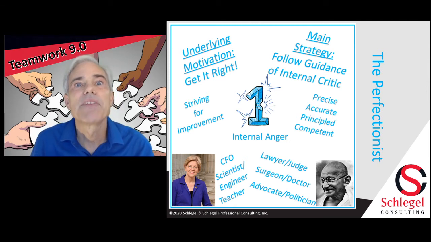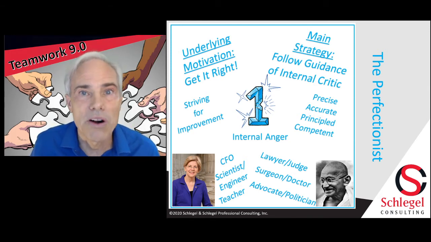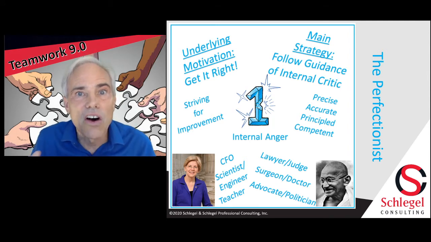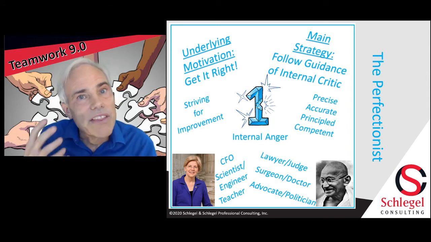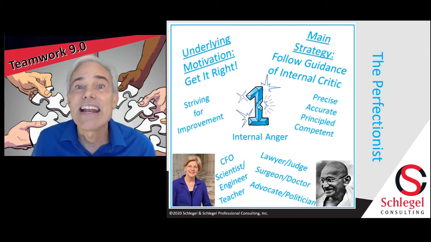So that little voice in their head is compelling the type 1 to get it right. And that's why the type 1 is often called the perfectionist. Sometimes they're called the reformer or the improver. But it's all about that dynamic of them following that voice that's telling them that they need to do better, they need to get it right. Type 1s are drawn to roles in which precision and accuracy and also principles really matter. And I think that Elizabeth Warren and Mahatma Gandhi both represent that type 1 dynamic well.